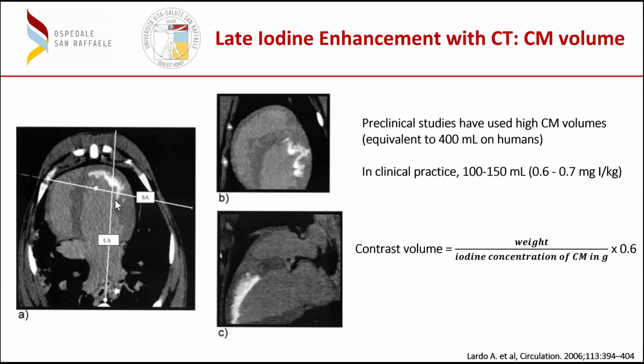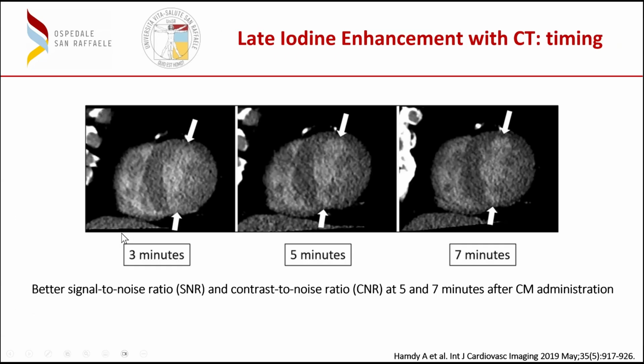Another aspect is the delay of the scan. Essentially, it is suggested to make the scan with the same delay that we use in CMR. In CMR, usually we are between 7 and 15 minutes after the administration of the contrast media. In CT, it is important to stay between 7 and 10, closer to 7, because after 10 minutes, you can decrease the contrast to noise ratio, and over 3 minutes, but it is also better than 5 minutes. And it was demonstrated in this.